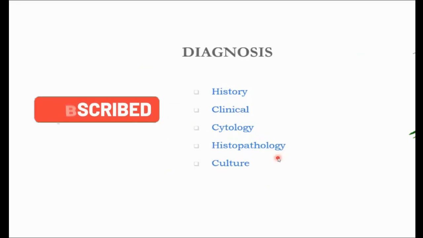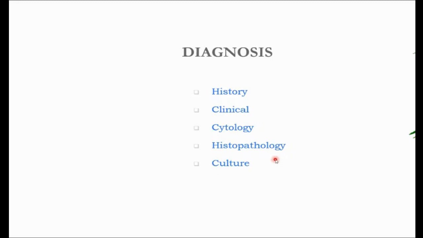That is, the tissue can be removed and further examined if you don't see much in the cytology. Or for confirmation, you always go to histopathology. It is the gold standard of diagnosis. And if things are still not clear, then you can do culture. I think you must have studied culture in microbiology. So you see which organism is causing the lesion.